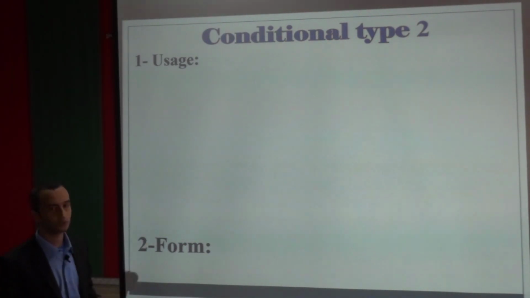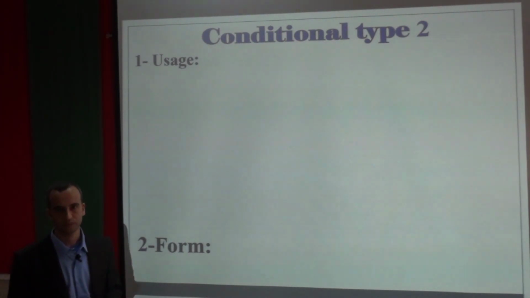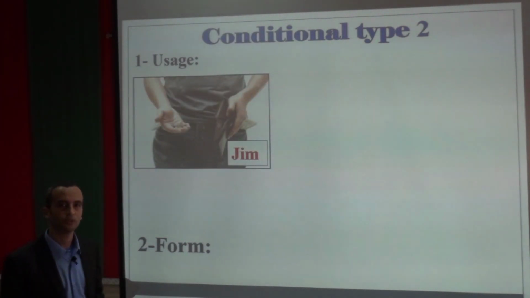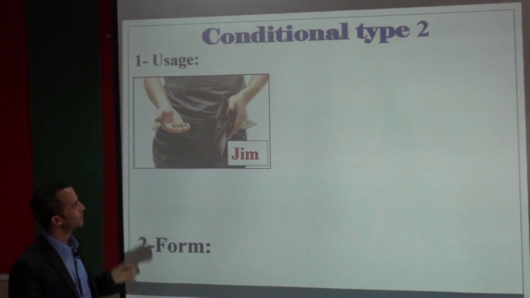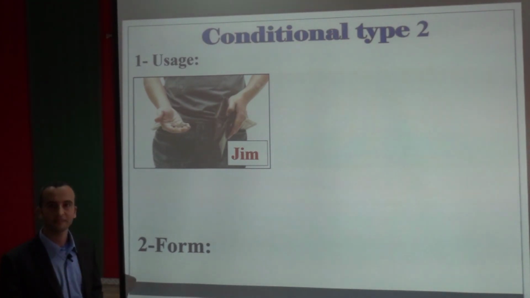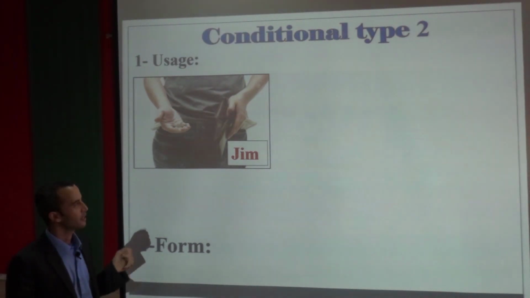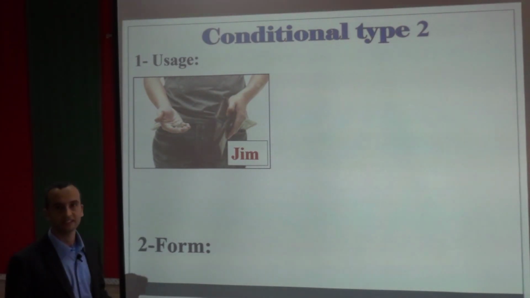So let us start with conditional type 2. Look at the following picture, dear students. Who can you see here? A man, excellent. Is he rich? Sure, no, he is not. So this man, his name is Jim, doesn't have enough money. Right? Great. This man really likes cars.